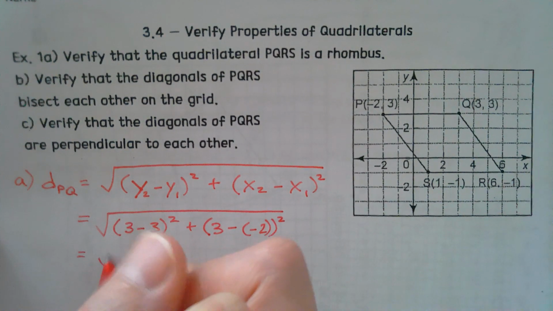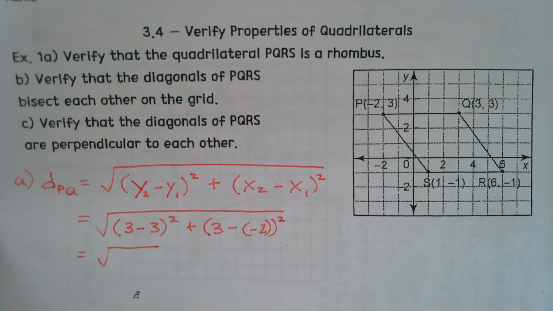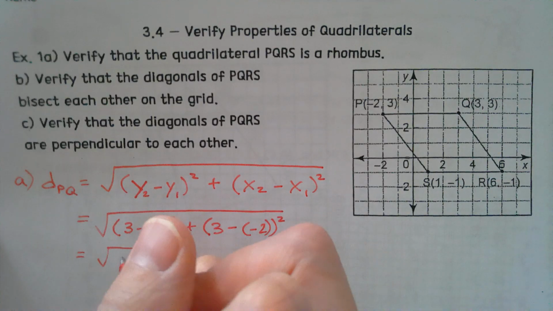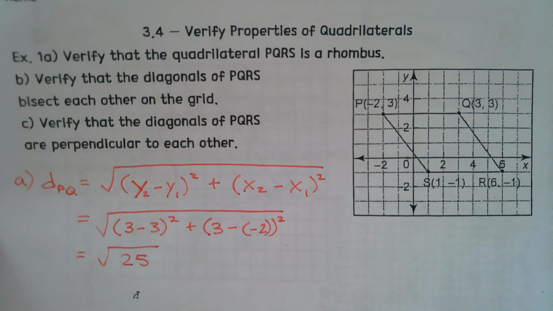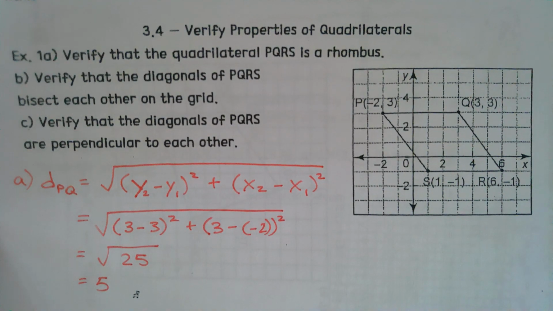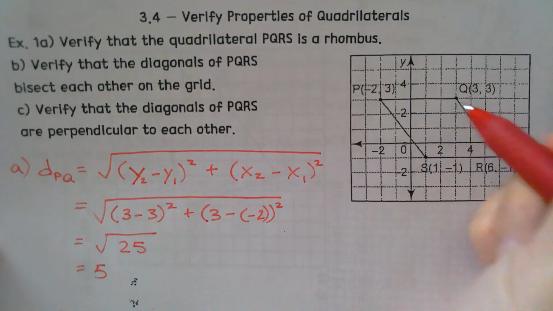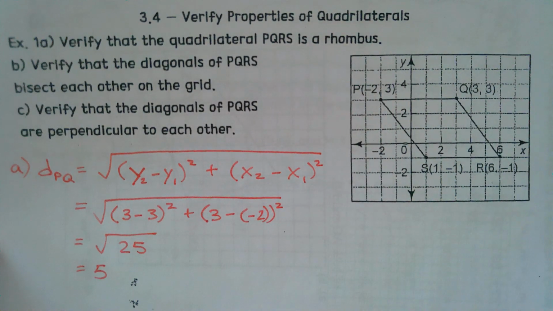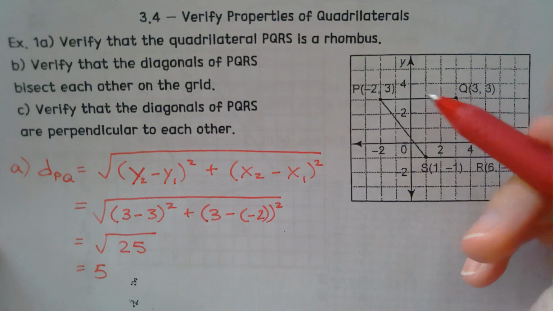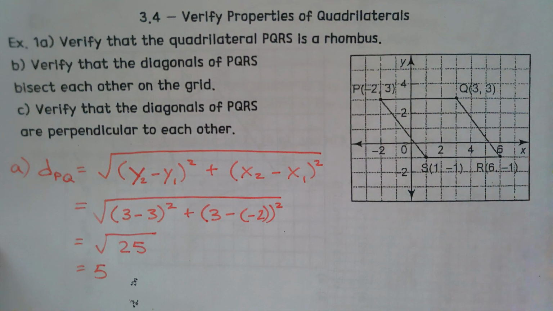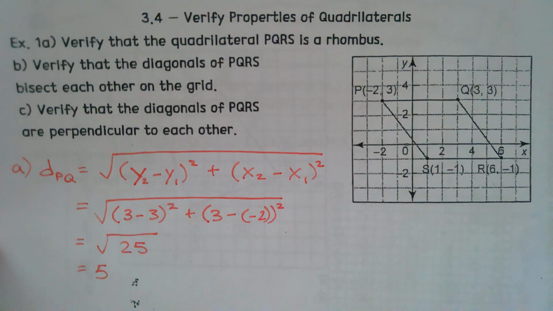Okay. So in this case, then that means it's 3 minus 3 squared plus 3 minus negative 2 squared. So 0 squared is? Yep, William, 0. And then 5 squared? Yep. And then the square root of 25 is? 5. That's right. So as Gavin said, if I know that this length is 5 and each of the sides has to be equal in length, how many times do I have to do this? Twice. Think again. 4 times, right?